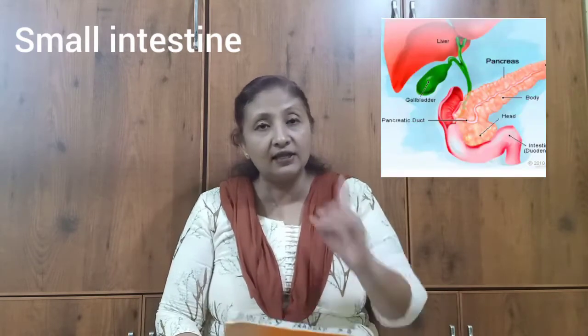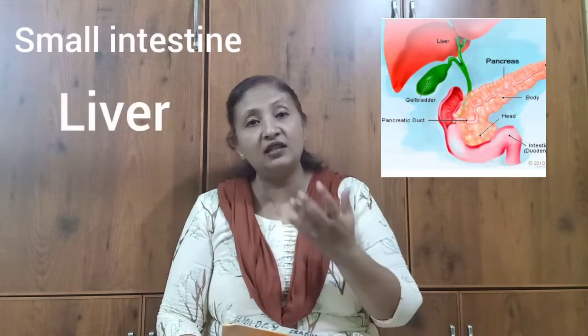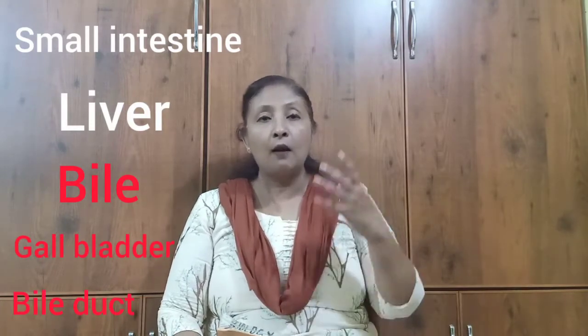Now as food enters the small intestine, the small intestine receives various kinds of juices from different glands. First let us see the liver. Liver is the largest gland in our body and it produces bile. And this bile is stored in the gallbladder. Now this bile reaches the small intestine through the bile duct.